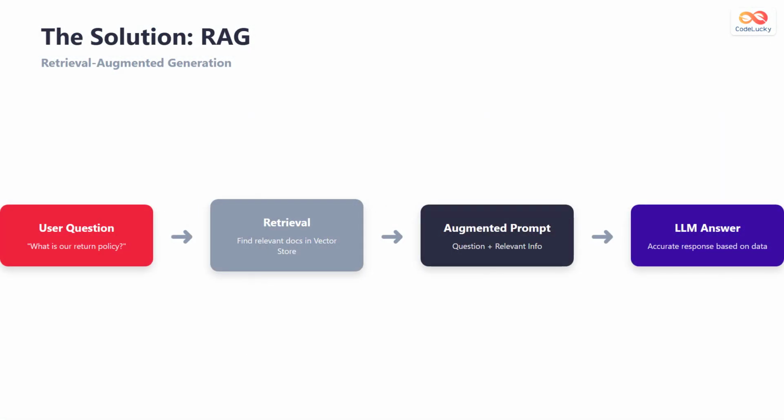The industry standard solution to these problems is called Retrieval-Augmented Generation, or RAG. The concept is simple. When a user asks a question, we first retrieve relevant information from a trusted database. We then combine the user's question with that retrieved information and send it to the AI. This allows the AI to answer using facts we provided, rather than relying solely on its training memory.